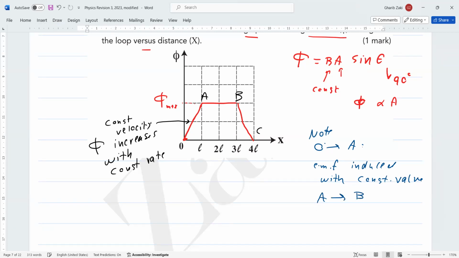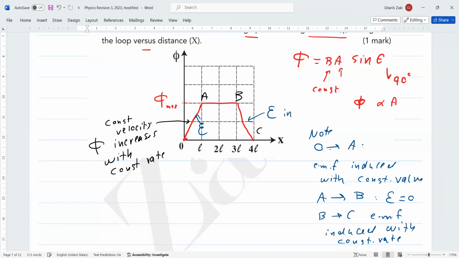There is no change in flux, it will be constant, so the EMF equals 0. Now, what will happen from B to C? Is the EMF reduced? No, the EMF is also at a constant rate. So the EMF is induced at a constant rate, but in the opposite direction to the first. This is E1, and this is E2, opposite to E1.